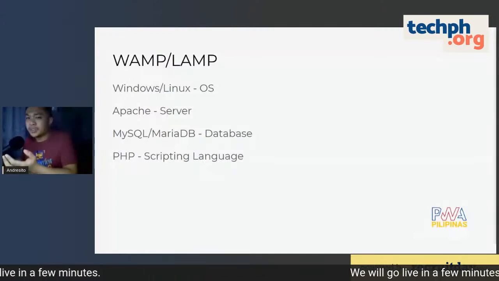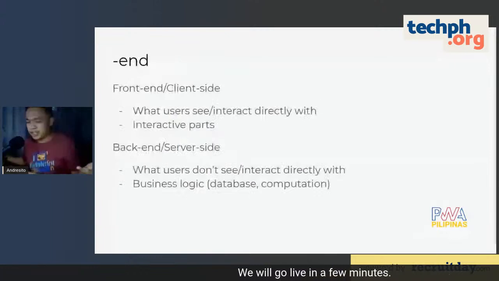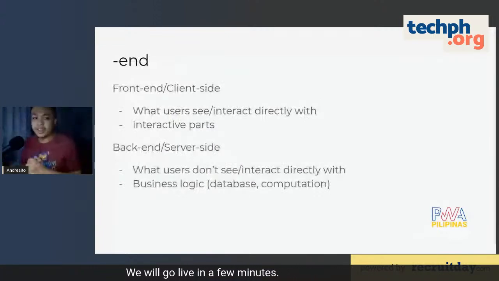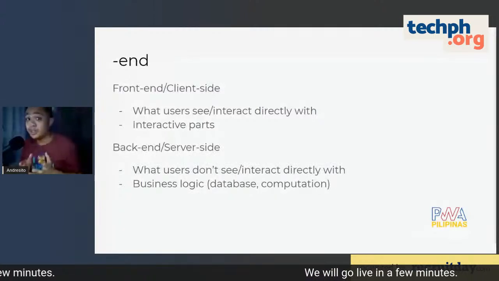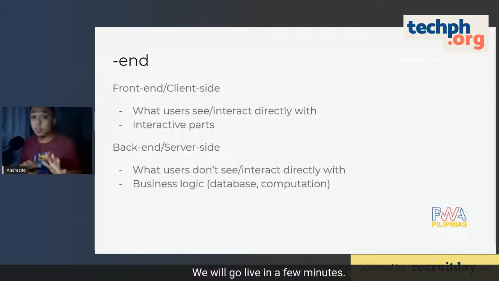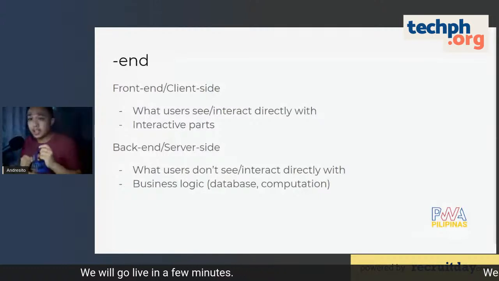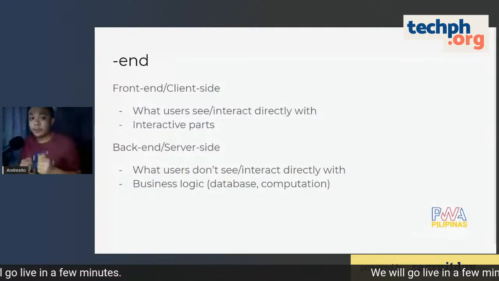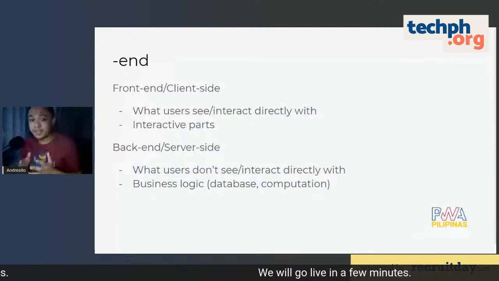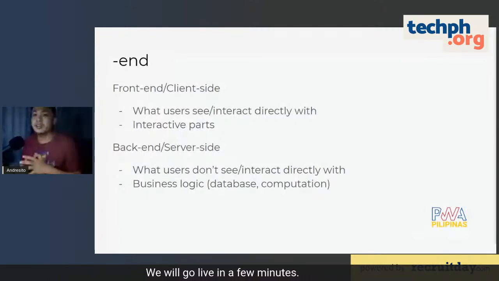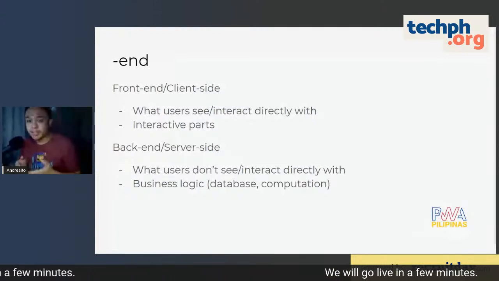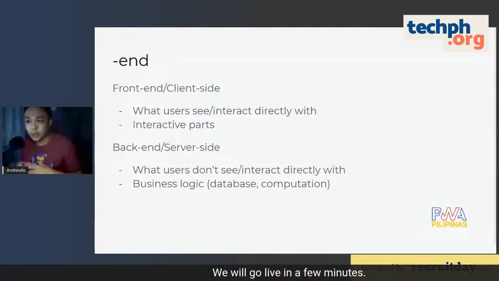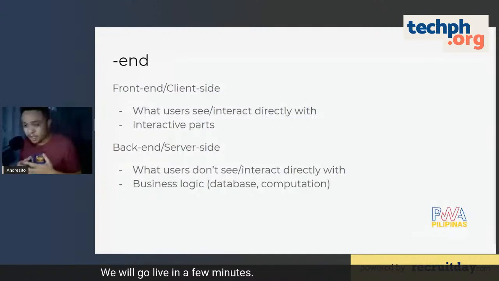So let's talk about ends. What are these front ends and back ends? So first, front end or client side. Basically, this is what the users see or interact with directly, or basically it contains the interactive parts. This is what you use on your device. This is what you click. And we also have the back end side or the server side. This contains the business logic, like this is where your data is stored, it is where it is processed.